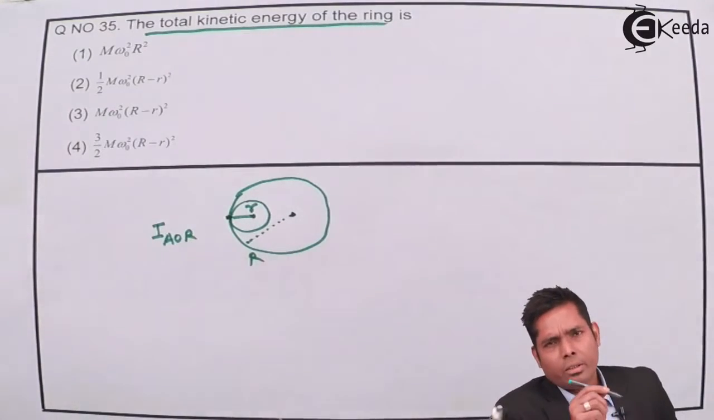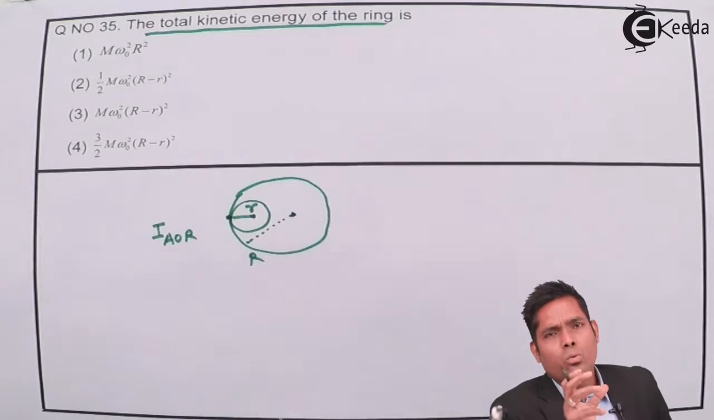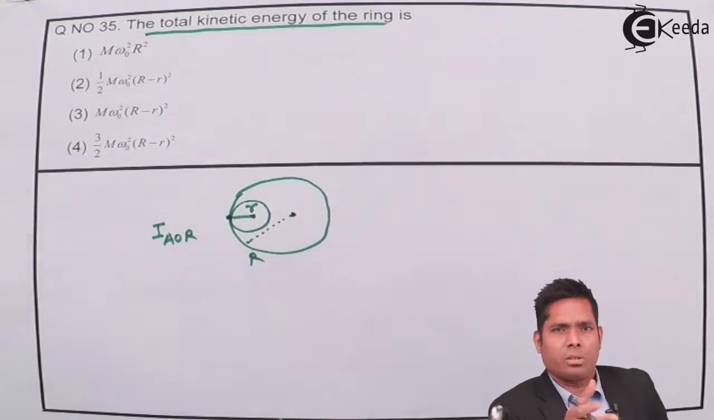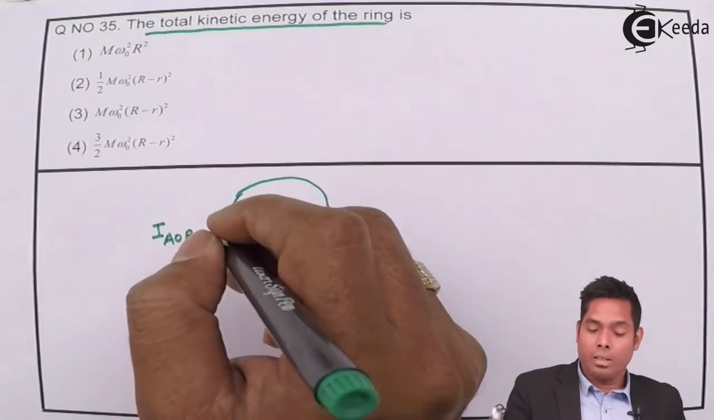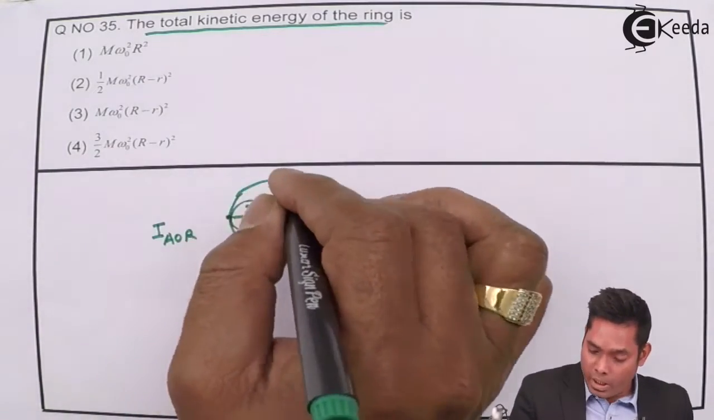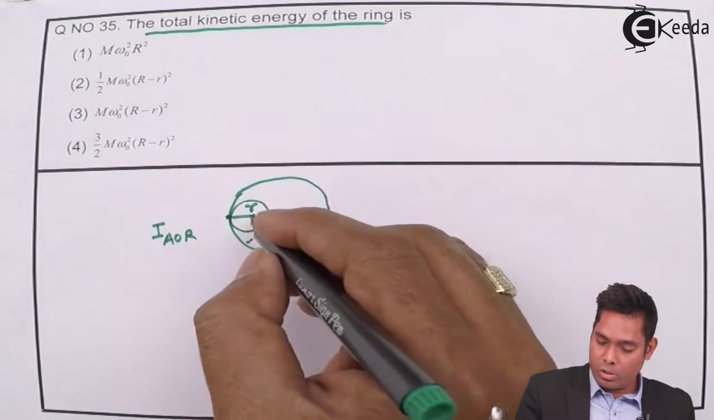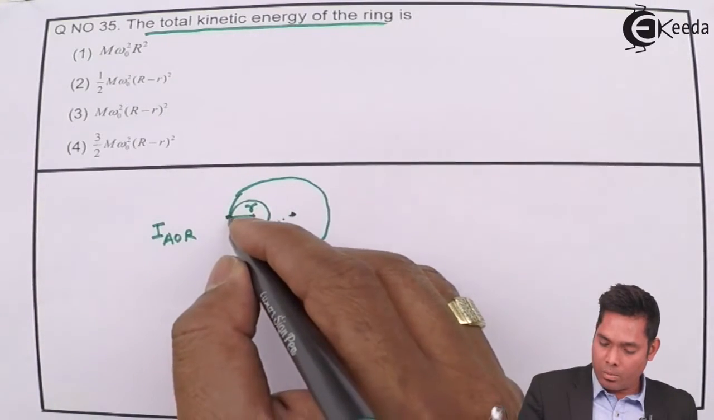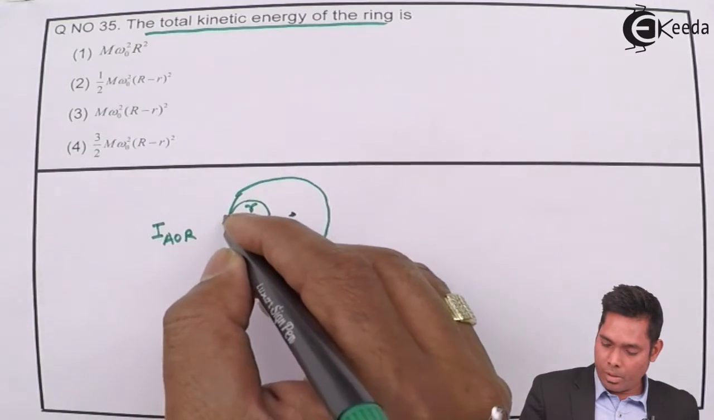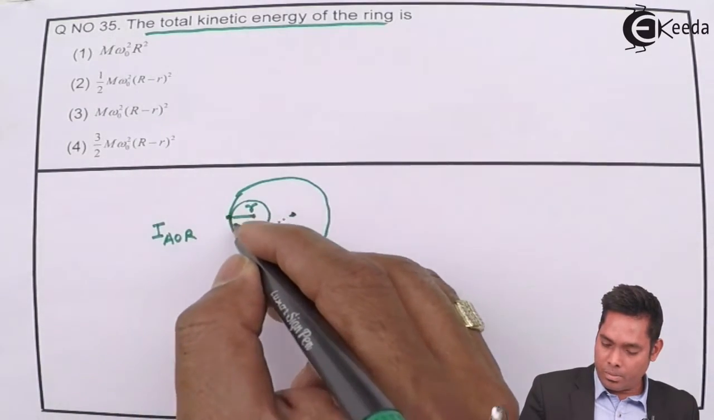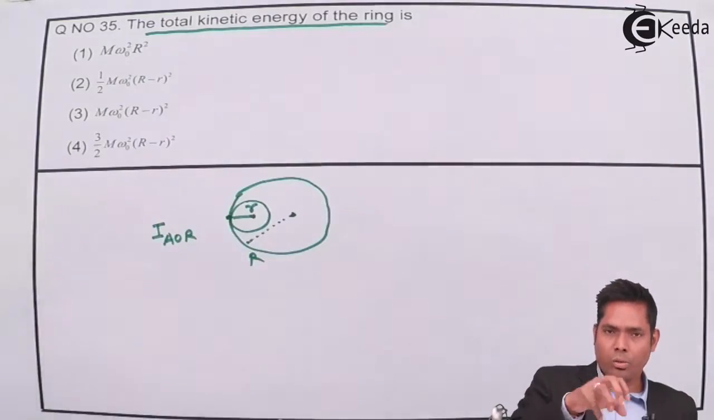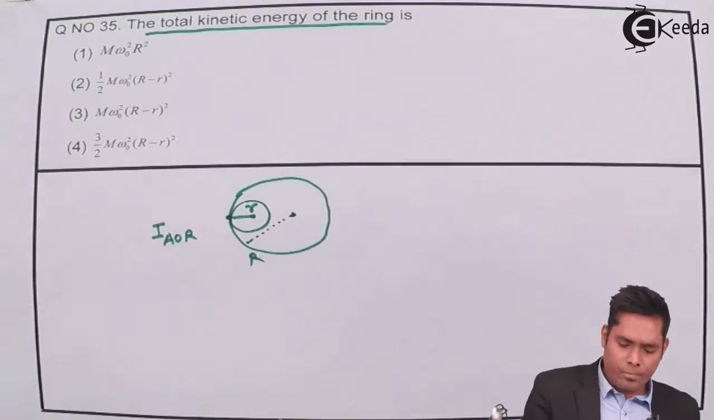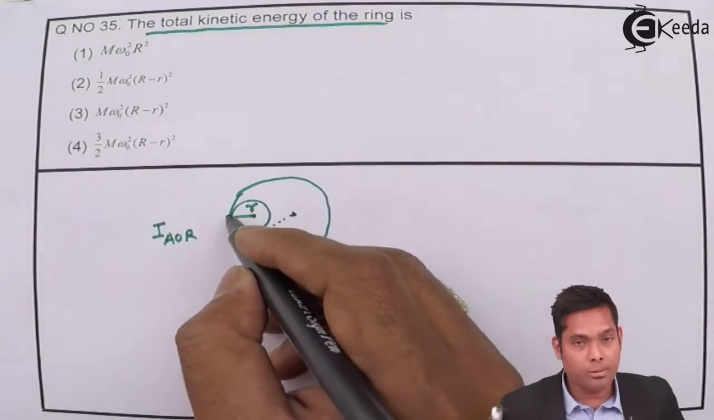In pure rolling the body is said to have pure rotation about the instantaneous axis of rotation. If I consider this point as the instantaneous axis of rotation, then the body is supposed to rotate about this point, pure rotation. So this object is here now. After some time it will be here. After some time it will be here. So this way the whole thing actually moves. The whole circle moves like that. So it is pure rotation about this point.